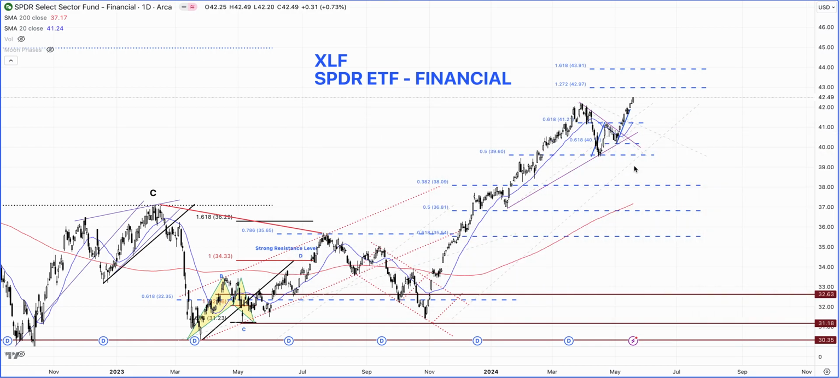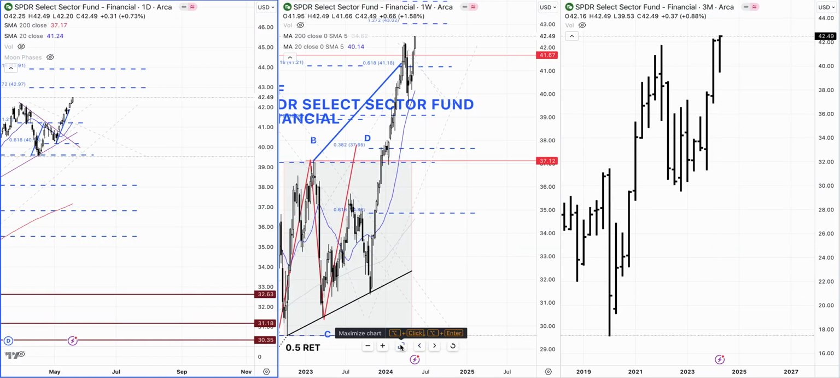Okay, and I'm not going to go into the detail of the XLF, the patterns that we see. I just want to point out that if we just look at the XLF, which is the ETF for the financials, it's just been fantastic. Just look at last Friday, it took these highs out, and looks like it's targeting these upward targets here. And on the weekly chart, it is also strong.